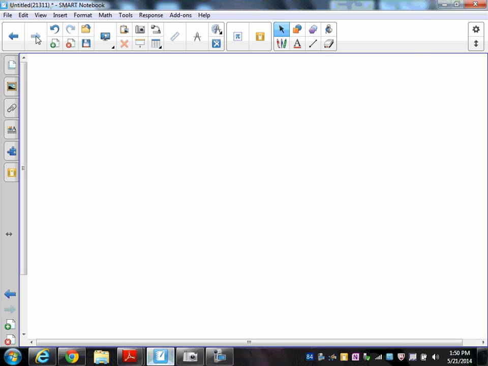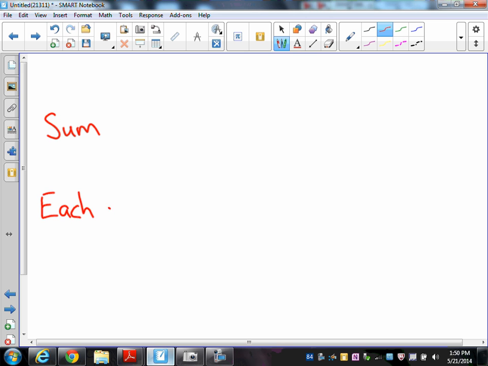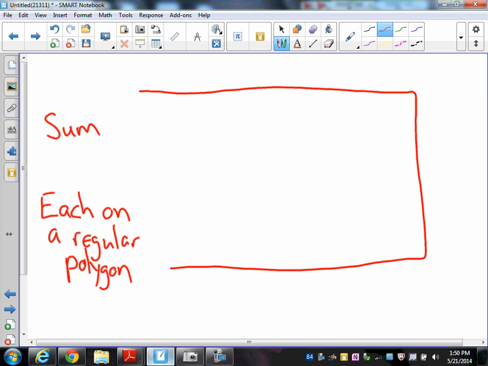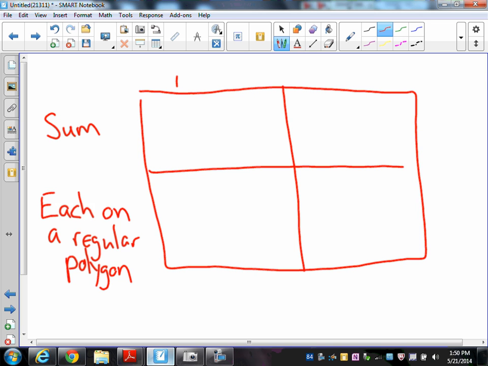But this is the chart that you should have in mind. You should have a sum and each on a regular polygon. So remember, the word regular polygon means all the sides and all the angles will be equal. So you make this simple table here, and you have interior and exterior angles.